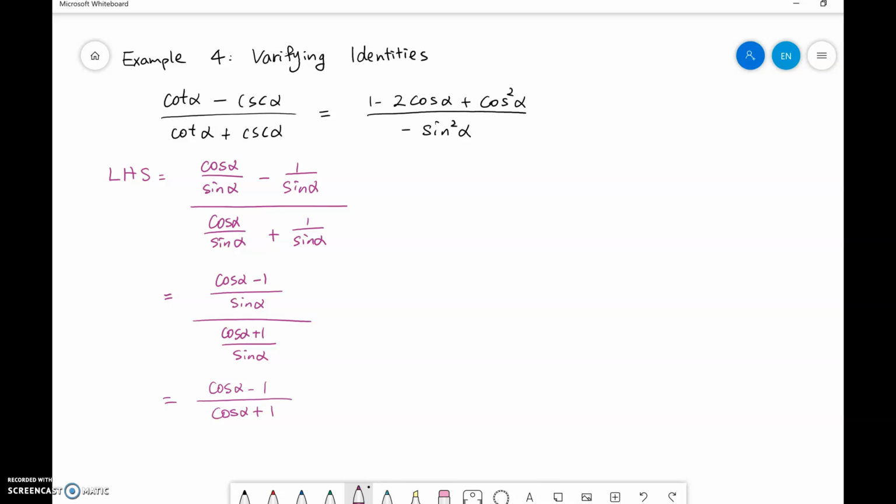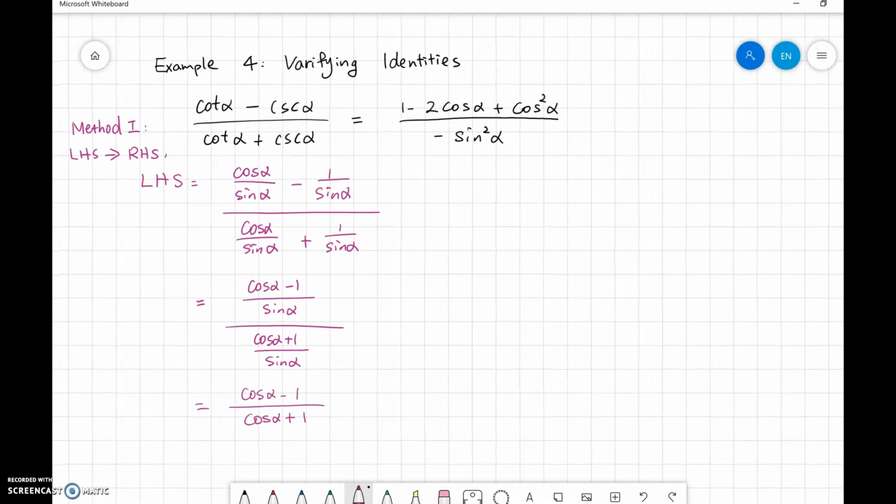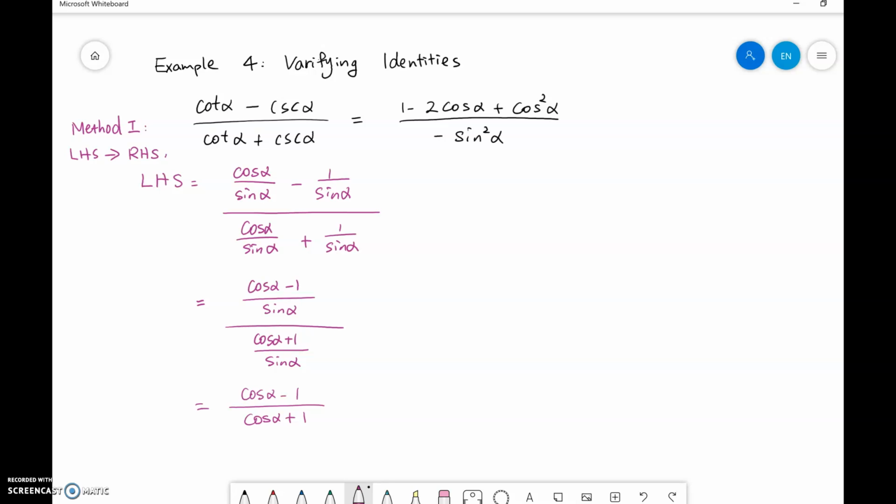By the way, for this method, I'm just really quickly going to give it a title. So this is method number 1, from left-hand side directly go to right-hand side. Okay, so I need to somehow create a cosine squared. In order for me to have that, I want to use sine squared theta plus cosine squared theta equal to 1. So I'm going to multiply the numerator and denominator by 1 minus cosine of alpha.